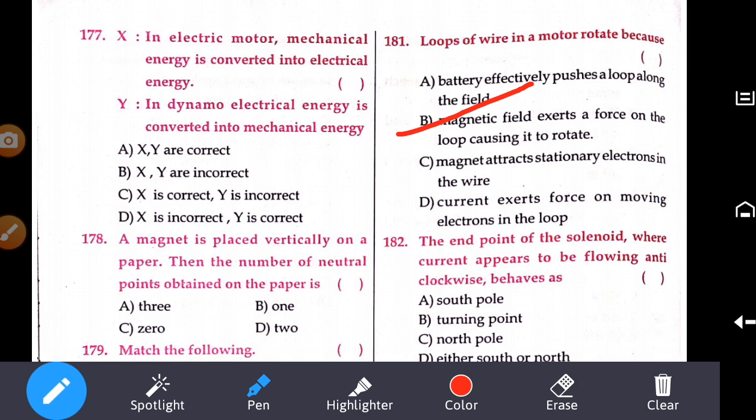Option number A. So what rule will be used here? That is our Ampere's right hand thumb rule. Right hand thumb rule. Okay.